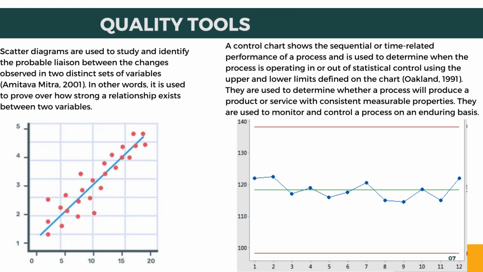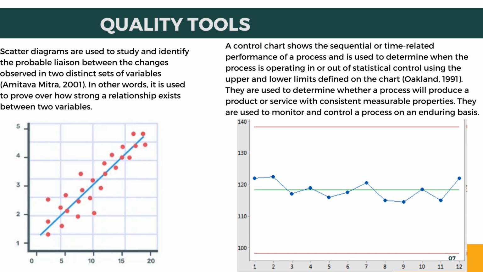Okay. The next one is a scatter diagram. This is how a scatter diagram looks. Scatter diagrams are used to study and identify the probable liaison between the changes observed in two distinct sets of variables. In other words, it is used to prove how strong a relationship exists between two variables.